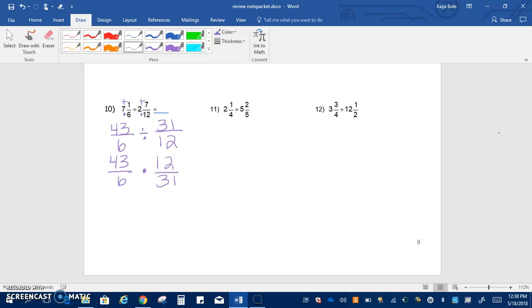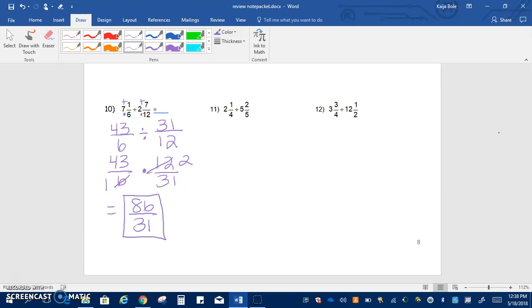12/31. I can cross divide with my 6 and my 12. My 6 becomes a 1, my 12 becomes a 2. And that's the only cross dividing I can do. So 43 times 2 is 86 over 31.